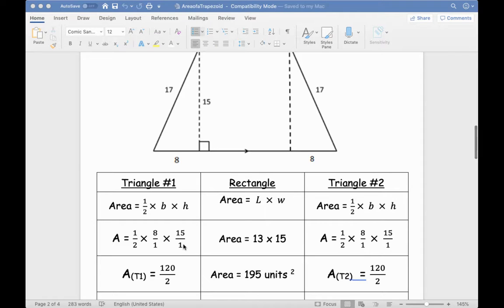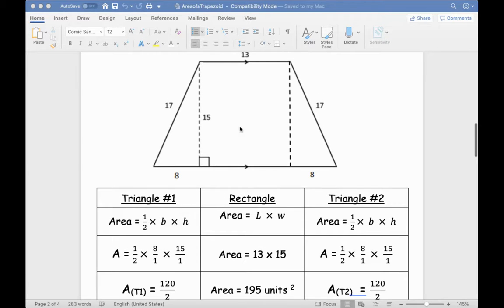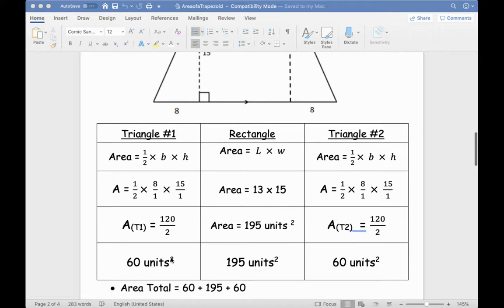Based off the other video, I'm going to attach both videos to this lesson. Okay, so now that is 1 times 8 times 15. That's 120. 2 times 1 times 1, that's 2. 120 divided by 2 is 60 units squared, because they don't give me feet or inches. When they don't give me feet or inches or millimeters, something like that, just say units squared. So my area is 60 units squared.